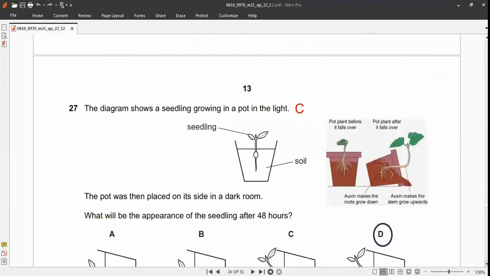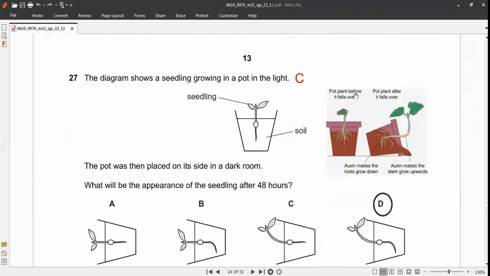The diagram shows a seedling growing in a pot in the light. So here, the pot plant before it falls over. The pot plant after it falls over. The pot was then placed on its side in a dark room. So auxin makes the roots grow down. Yes, and makes the stem grow upwards. So the correct answer is D. What will be the appearance of the seedling after 48 hours? Yes, the correct answer is D. Auxin makes the roots grow down and makes the stem grow upwards.